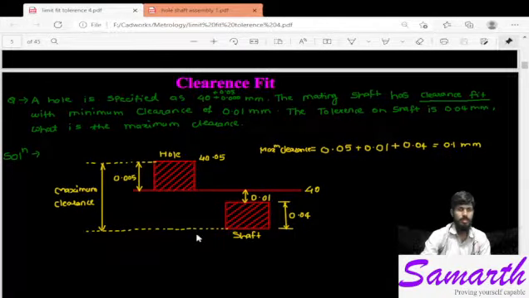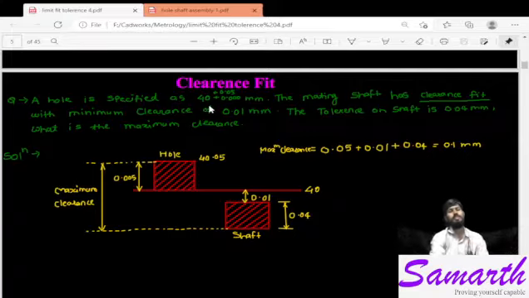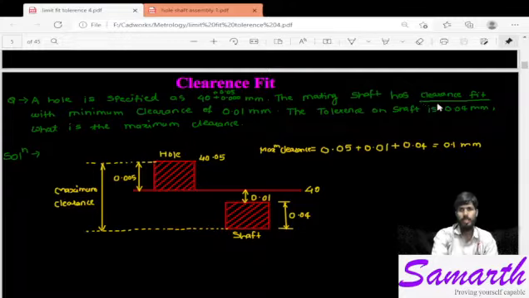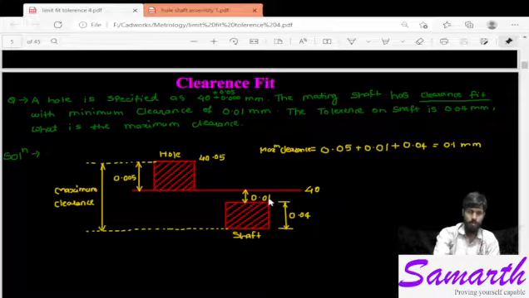Clearance fit is very easy to understand. Here itself, from the figure you can see it. A hole is specified as 40. Upper limit is 0.05, lower limit is 0.00. That means lower limit is itself 40 mm. The mating shaft has clearance fit with minimum clearance of 0.01 mm. The tolerance on shaft is 0.04 mm. This is tolerance of shaft.